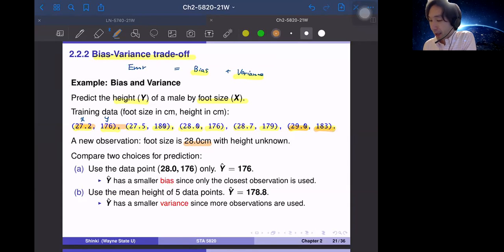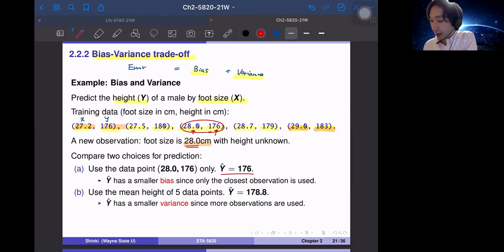There are several ways, and one way is to just focus on the observation which has the closest number to 28 in foot size. So this is 28. So we can guess the height of this new observation will be 176 centimeters, or closer to this number. So y hat is 176.